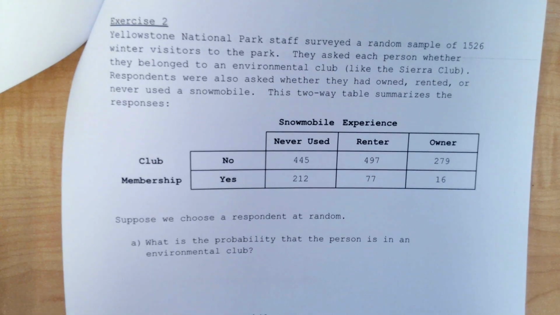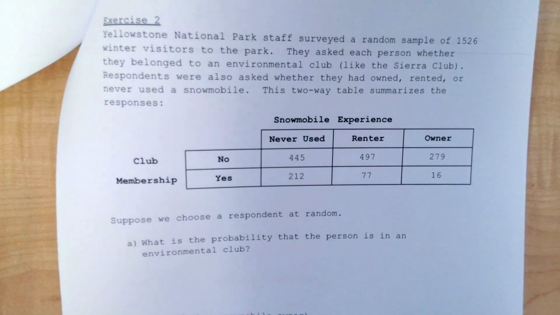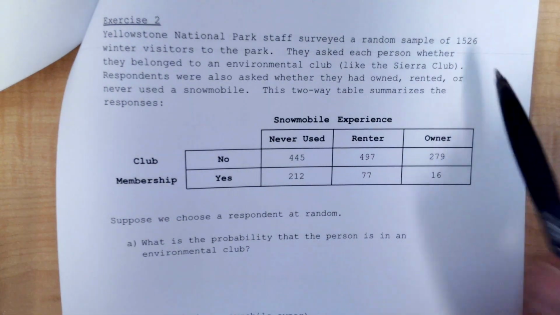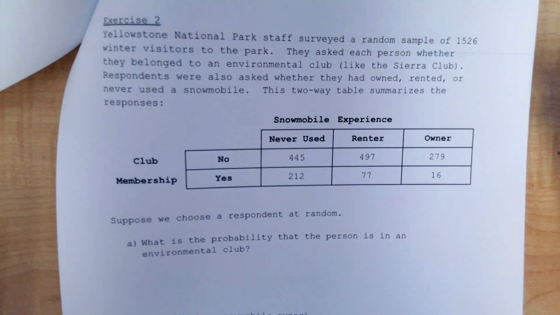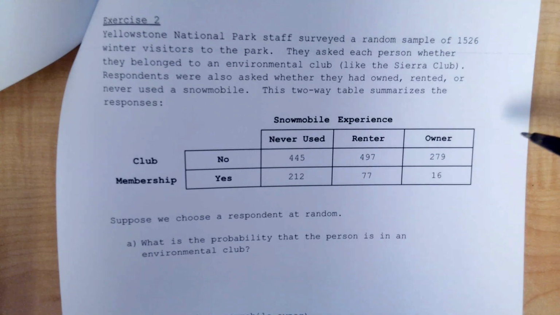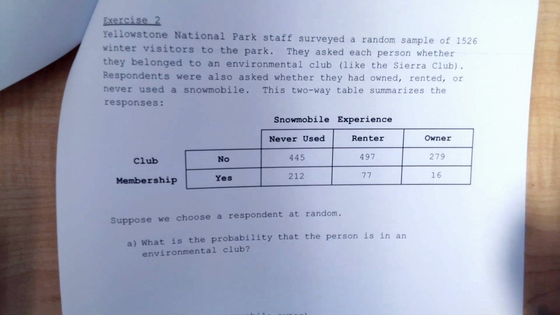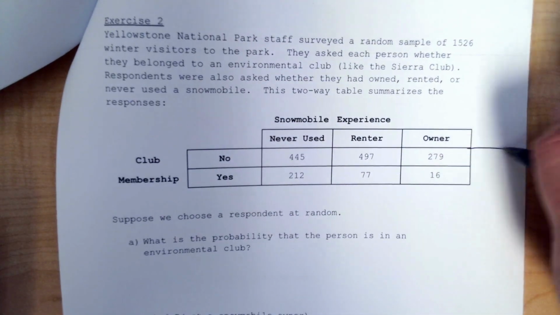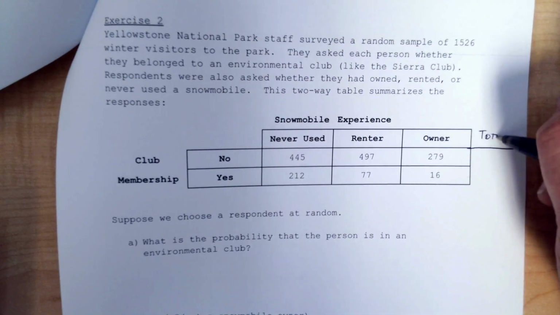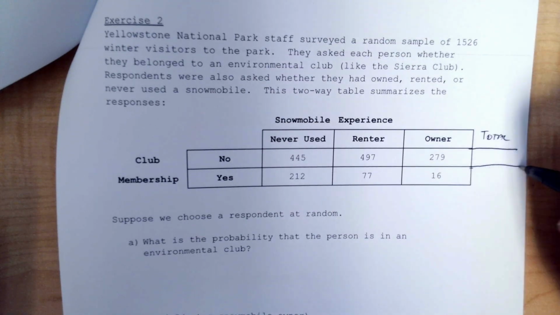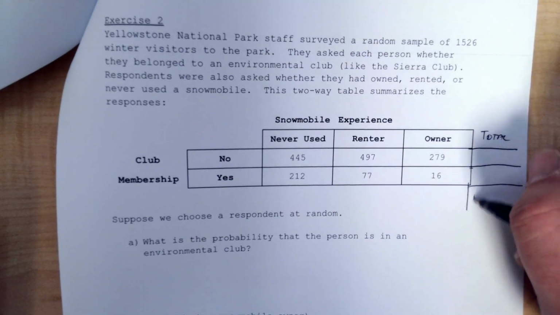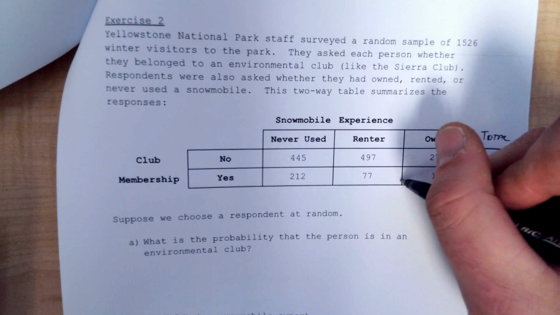Example 2. Yellowstone National Park survey, staff surveyed a random sample of 1,526 winter visitors to the park. They asked each person whether they belonged to an environmental club, and then they were asked whether they had owned, rented, or never used a snowmobile. Here's our two-way table, and this time we do not have our totals, so we might want to add those, especially since they already told us that the grand total should be 1,526.